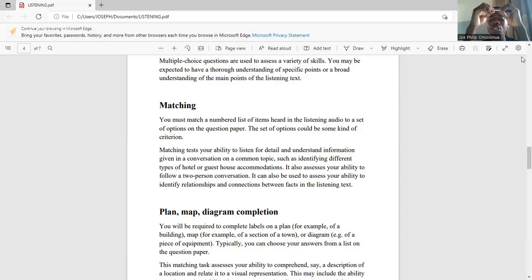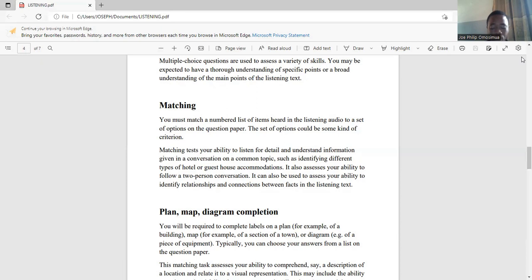to identify the relationship and connection between facts in the listening text. The fact, whatever you've listened to here, is considered a fact. So please pay attention. How well are you able to understand this fact, or how well are you able to draw a connection between these two facts or multiple facts?